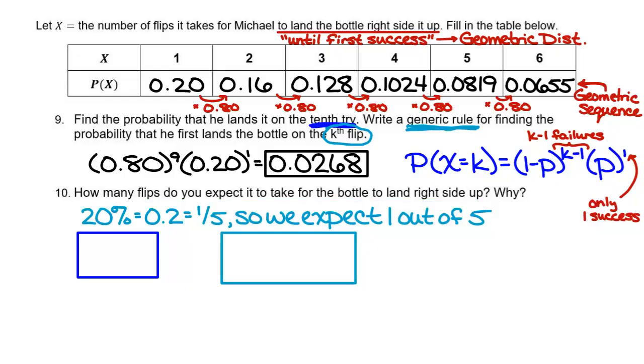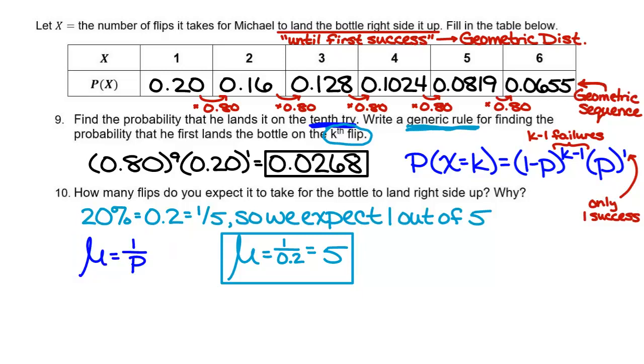So I expect that it's going to take 5 flips. The way we calculate the mean for a geometric scenario is 1 over the probability of success. If you do 1 divided by 0.2 on your calculator, you should get 5.